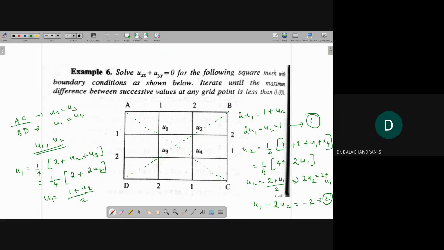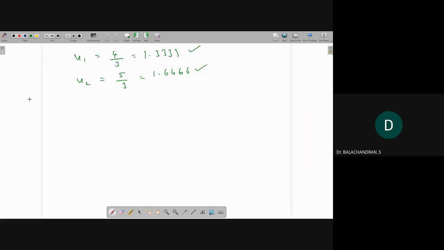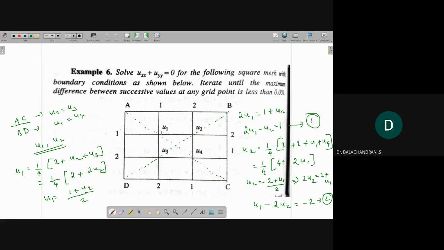Okay, now method 2 again. I'll give the hint, you can try. Method 2. We should assume either u1 or u2. I will assume u2. So what is u2? What values can u2 take?